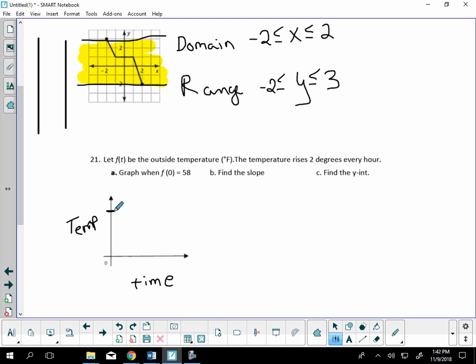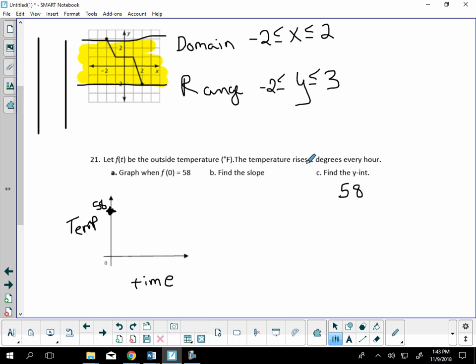So we are starting off at 58 degrees. So I'm just going to put a hash mark right there and say we're counting by 58. And then I'm just going to put my dot right there. That is my y-intercept. Okay? So I'm going to go ahead and answer part C right now. Find the y-intercept. Well, that's my beginning point right there. When it is 0 time, my temperature is 58.